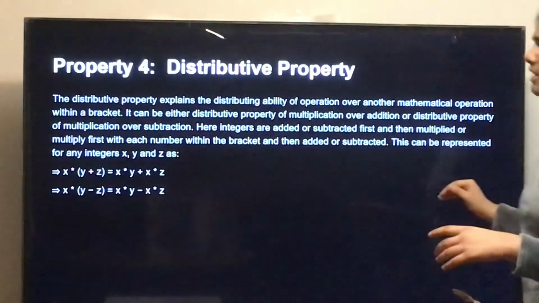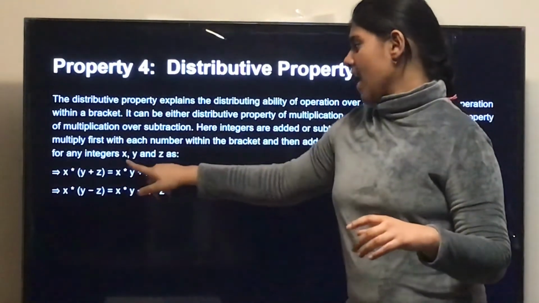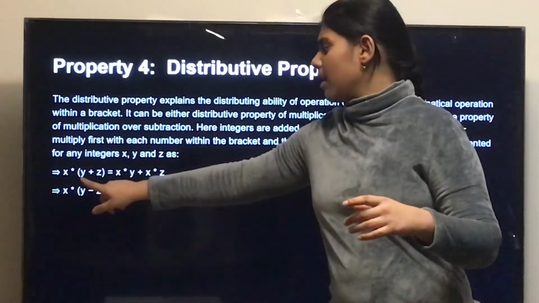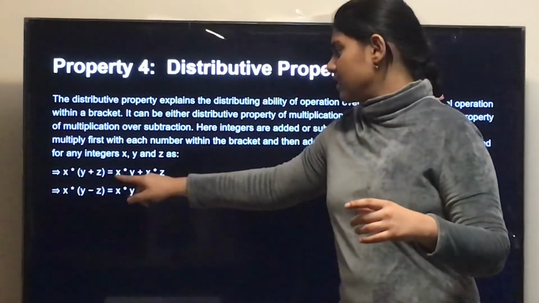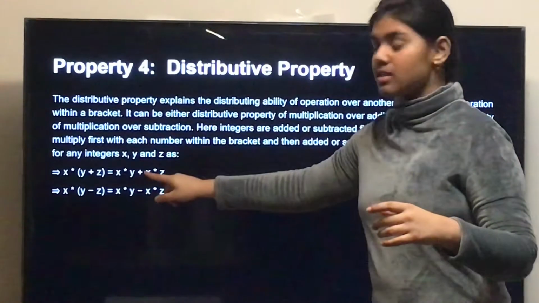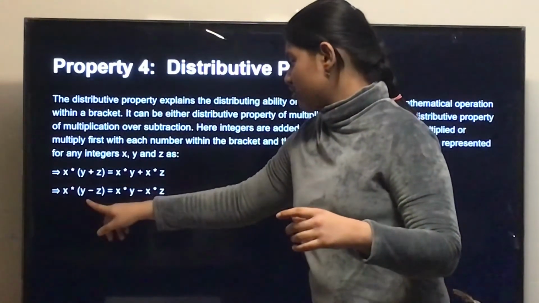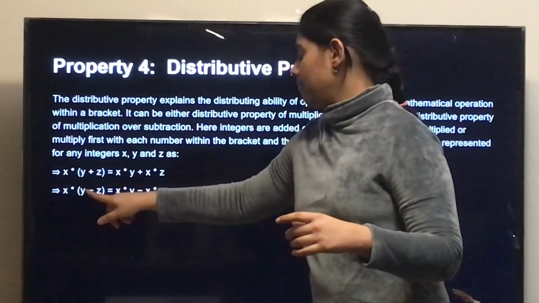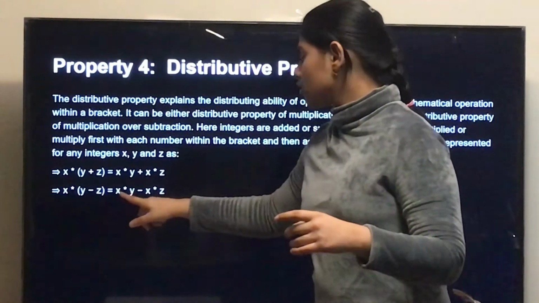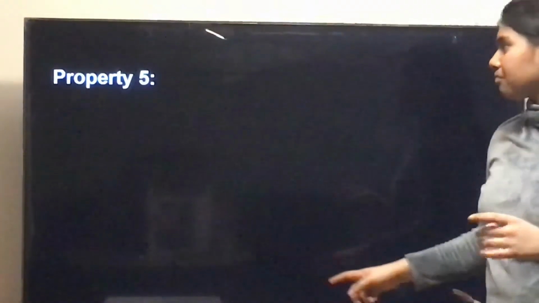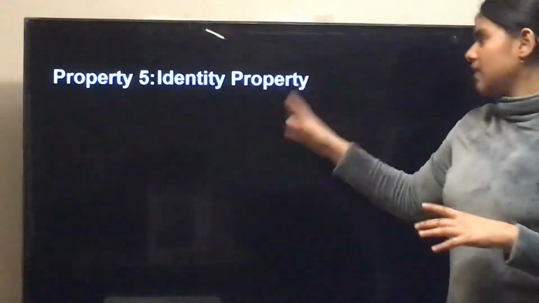This will be represented for any integers x, y, and z as x multiplied by open bracket y plus z close bracket is equal to x multiplied by y plus x multiplied by z. And for subtraction, x multiplied by open bracket y minus z close bracket is also x multiplied by y minus x multiplied by z. So the fifth one is the identity property.